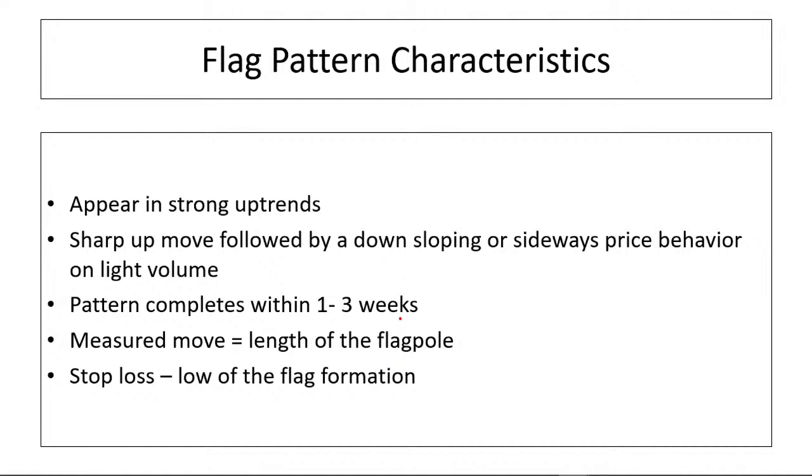Okay. What I love about this pattern, as well as the triangles, is they have built-in profit objectives and stop loss levels. The profit objective, also called the measured move, is the length of the flagpole. Now we'll look at some examples, and I'll show you how to draw the flagpole itself. It's called a bull flag, so it consists of a flagpole and a flag. The flag is the downward sloping or sideways consolidation period that follows the flagpole. So the length of the flagpole is your measured move, and I'll show you how to measure it.